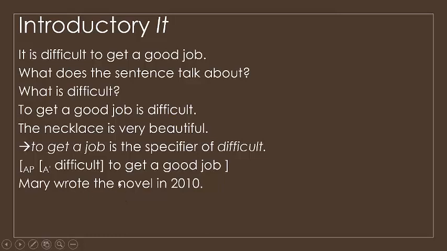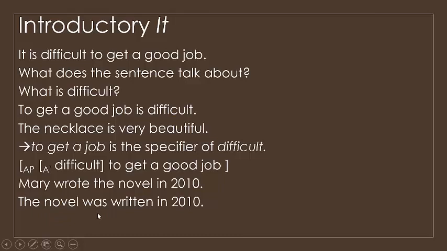Now we have a similar problem here. "The novel was written in 2010." The VP of these two sentences is the same: "write" as the head, and then "Mary" as a specifier. "The novel" is the complement, and "in 2010" is an adjunct. But the question is why one sentence has Mary as a subject, and here we have "novel" as a subject.